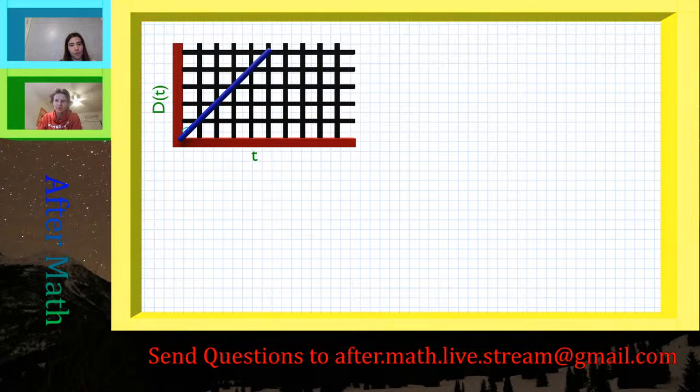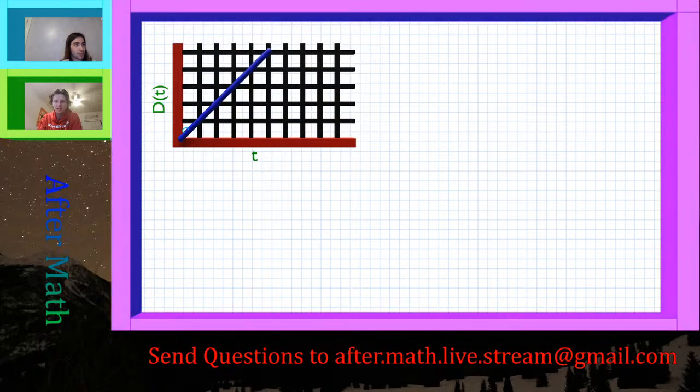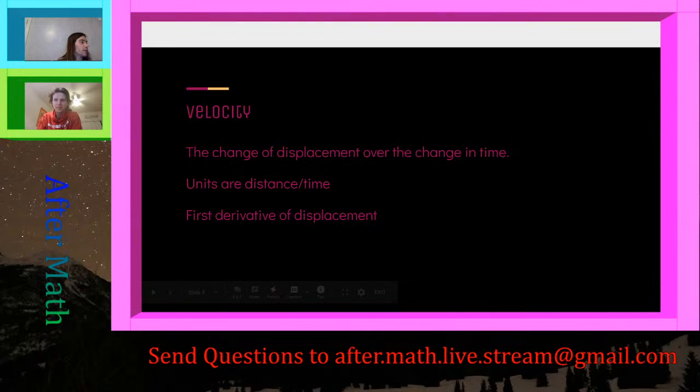So is that making sense so far, what velocity is, to people? If it's not, please let us know. And then we're going to go ahead and move on to acceleration now.